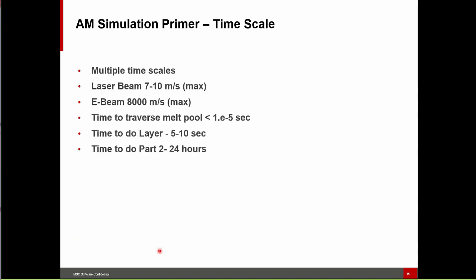The second issue is time scale. We have multiple time scales. For people used to simulation, finite elements or any technique, consider the speed of the heating device: a laser beam at 7 meters per second, and an E-beam much faster. The time to traverse the melt pool or the heat affected zone is very small. The time to do a layer, depending on the machine and the technology, is 5 to 10 seconds. The time to manufacture our engineering part is 2 to 24 hours.